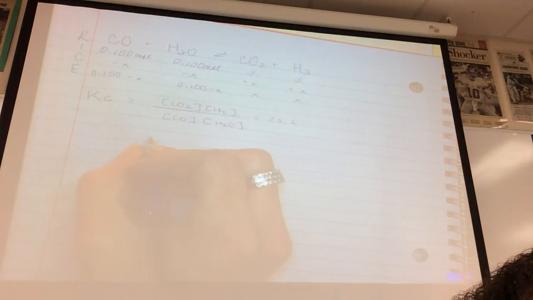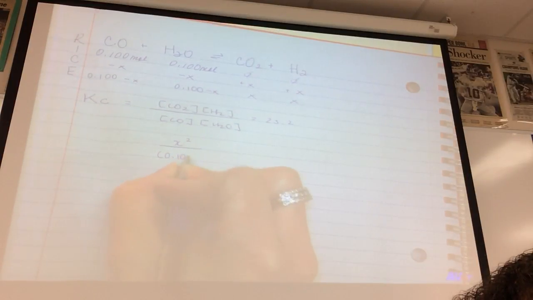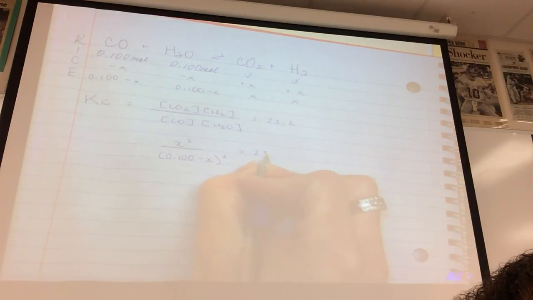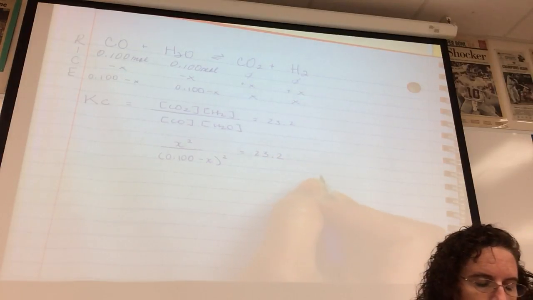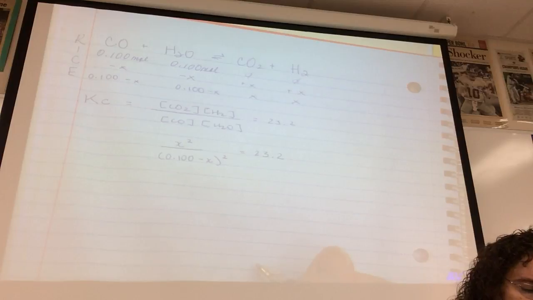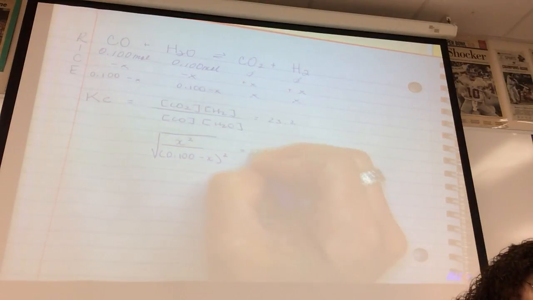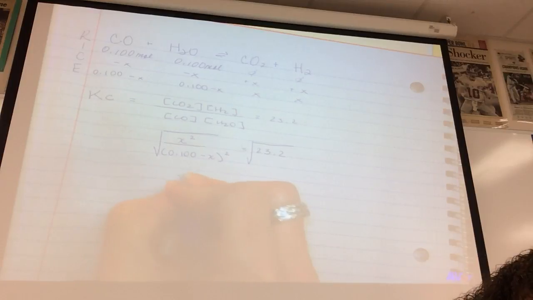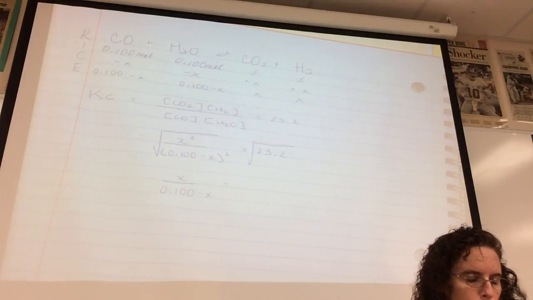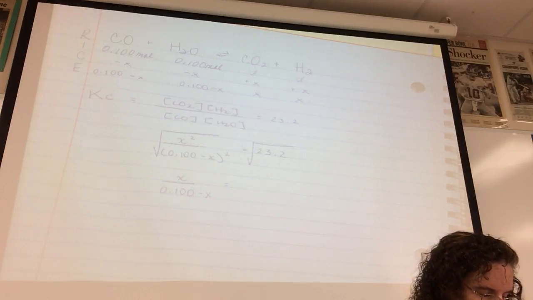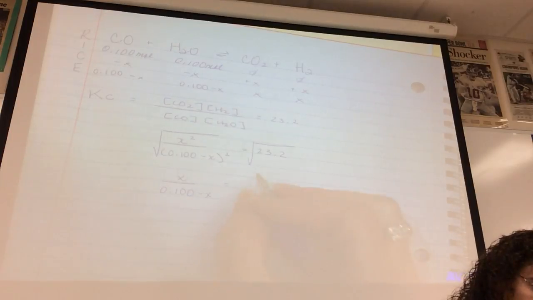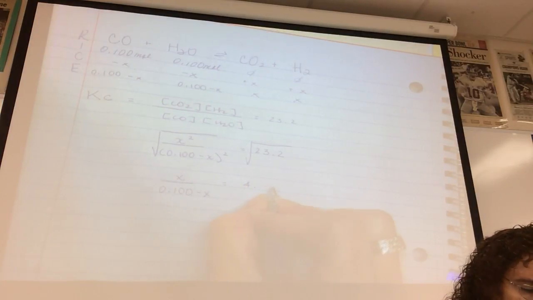Now we're ready to plug and solve. We've got x squared in the numerator over 0.100 minus x squared in the denominator. And how can we solve this? So we have x over 0.100 minus x is equal to the square root, which has to be about 4 point something, 4.82.